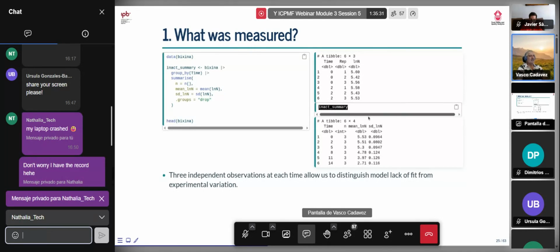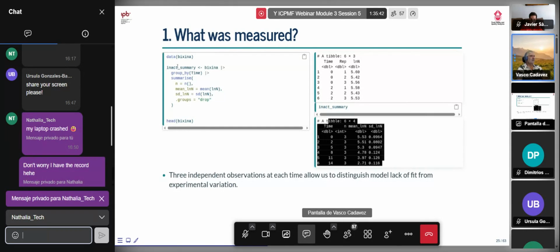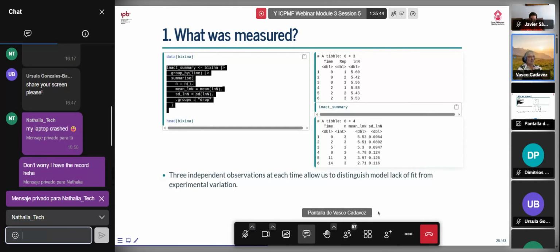If you ask to see the inact summary, you can see that we have time 0, we have n, 3 repetitions, then we have the mean and the standard deviation. So this is the result of this code. So we are summarizing our data.